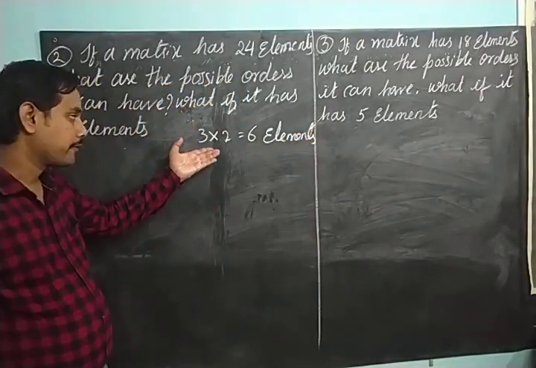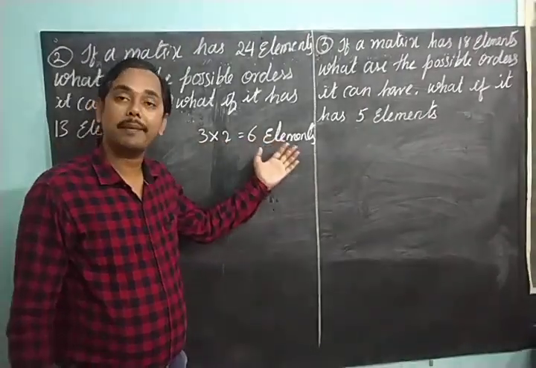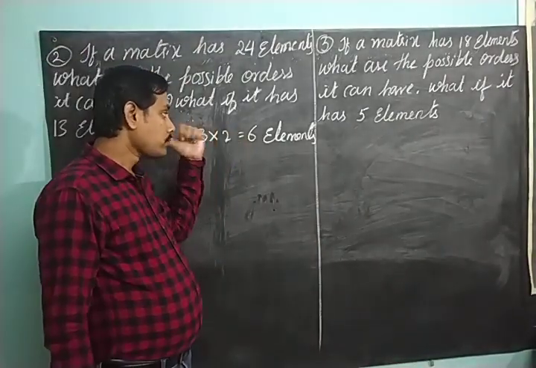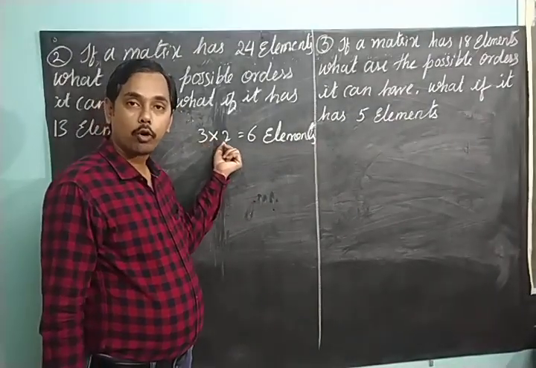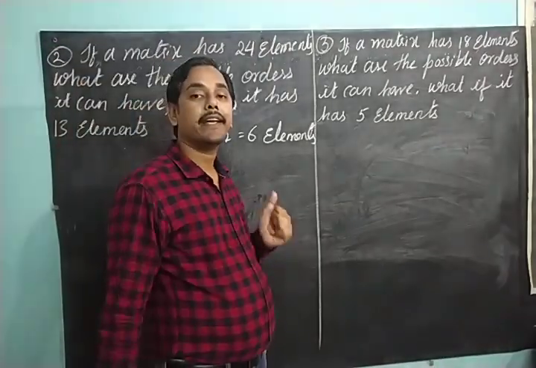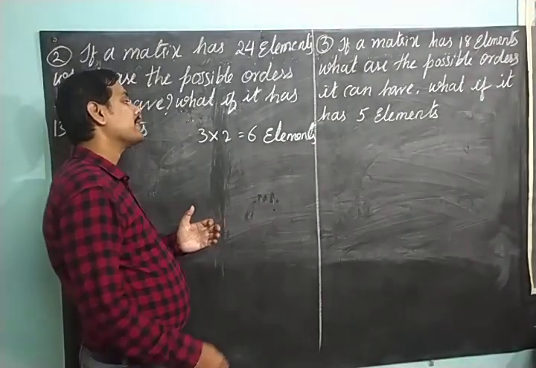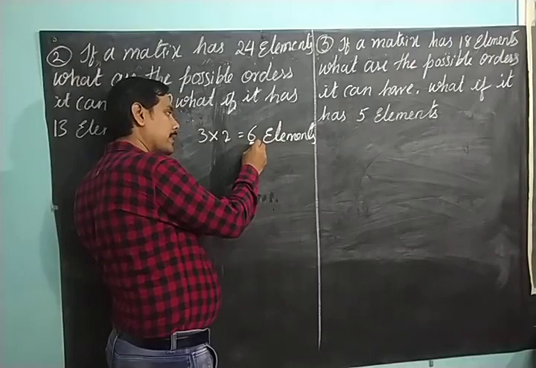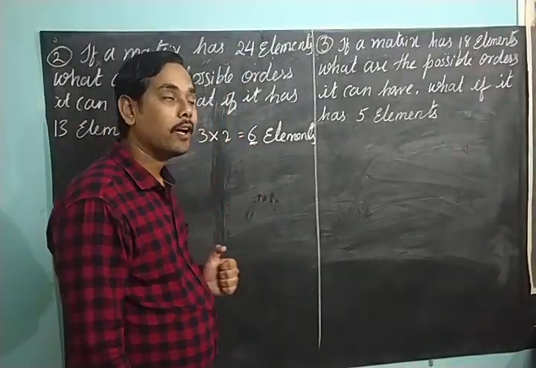Okay. So suppose we consider the order as 3 cross 2, then the total number of elements will be 6. Right. So now, how do we get these 6 elements? By multiplying the rows and columns. So it is clear that if we multiply rows and columns, we will get the number of elements present in the matrix. So that means this 6, the total number of elements, is the product of row and column.